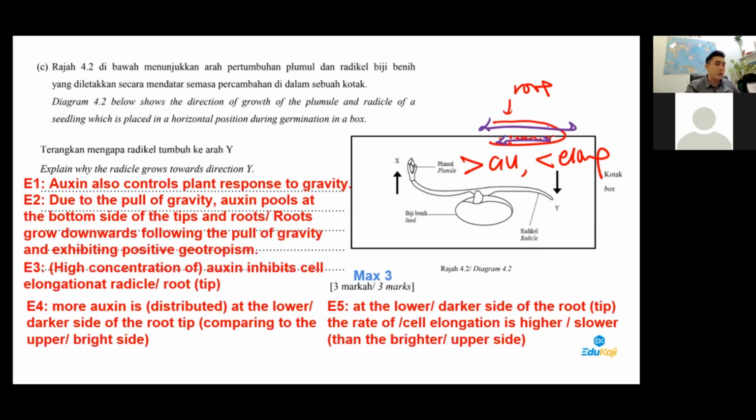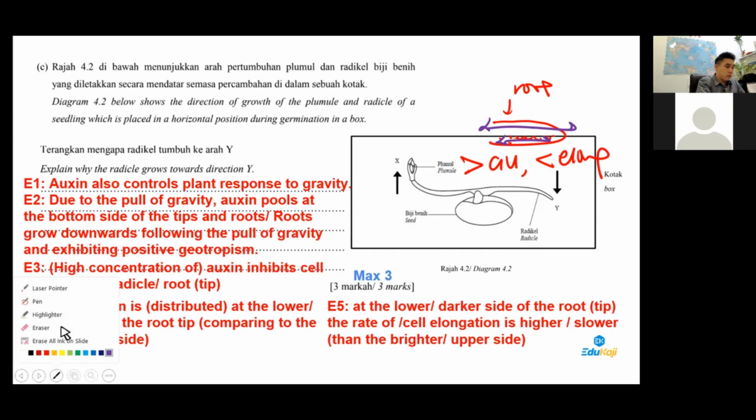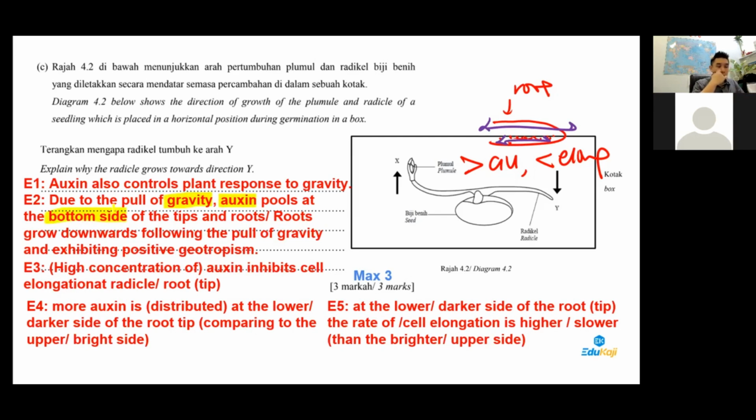Okay, guys, the answer is quite long. I'll explain to you. Let me show you the whole thing. So due to gravity, auxin is pulled towards the bottom side of the roots. Now, this is one important point. It inhibits cell elongation. Guys, the more the auxin, the lesser the elongation. So lower part elongates lesser, top part elongates more. So that's why it bends downwards.